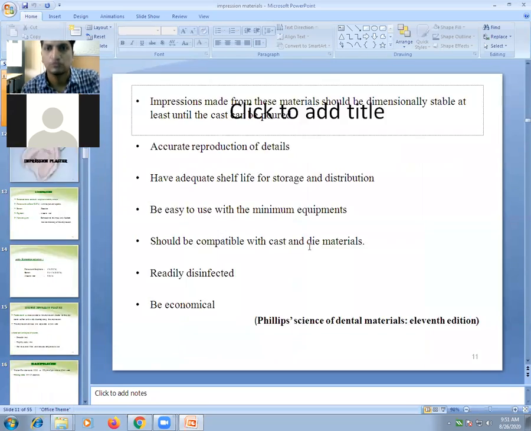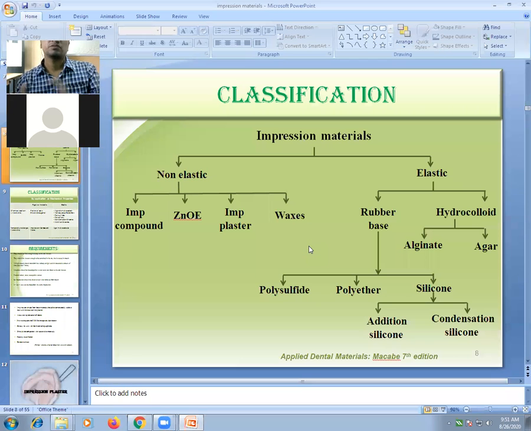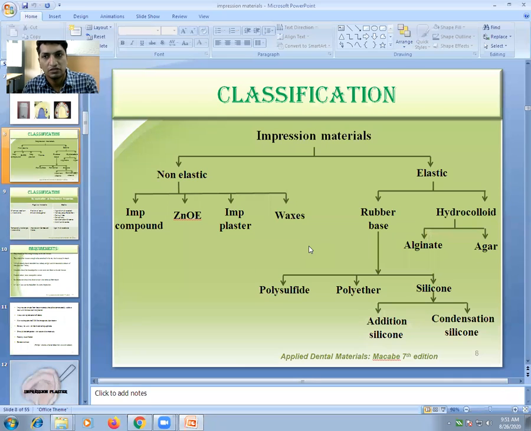As I told you, impression materials are classified into two types. One is non-elastic, also known as rigid, and one is elastic, known as non-rigid. Non-elastic means these are materials which, after setting, are stiff, meaning they don't have any elastic property. But elastic materials are those which, after setting, still have some elastic properties.